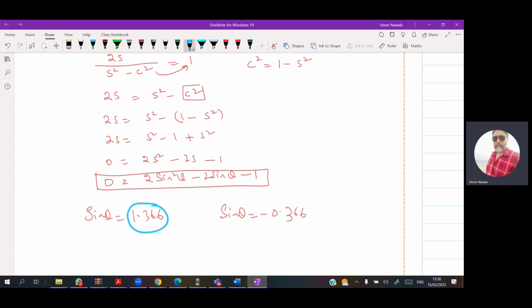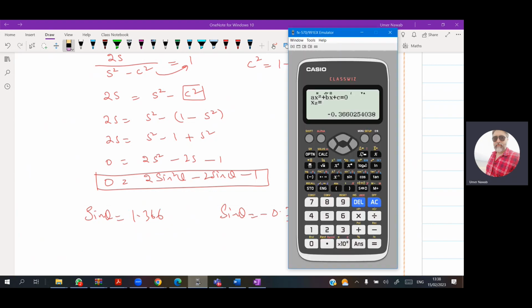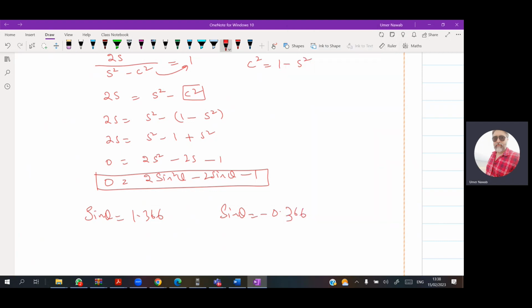Oh, guys, interesting thing. How can the sine answer be bigger than 1? Because you remember sine theta in the sketches, you saw that the amplitude is 1. It is always between minus 1 and 1. If you don't believe me, go to the calculator and write shift sine of 1.366 and you get a math error. It means it's not possible. So please write here, not possible, and ignore this solution.